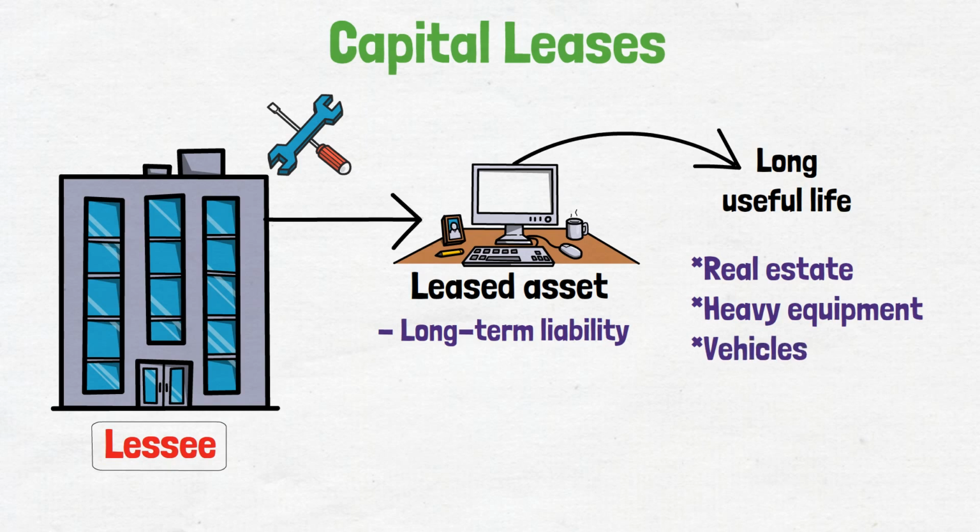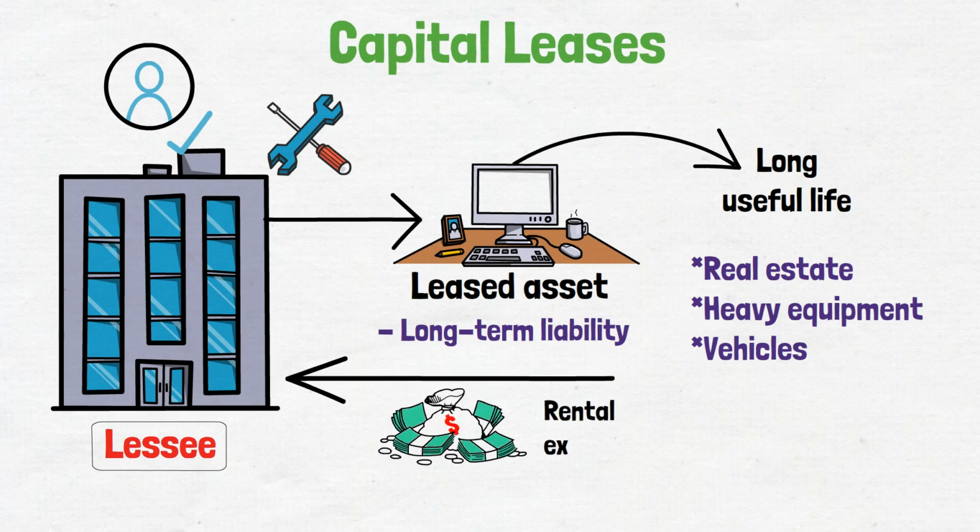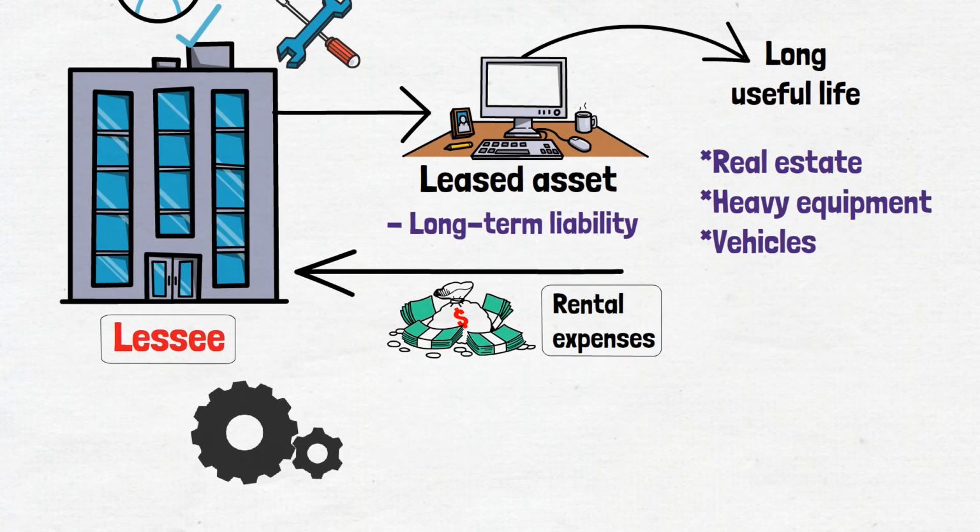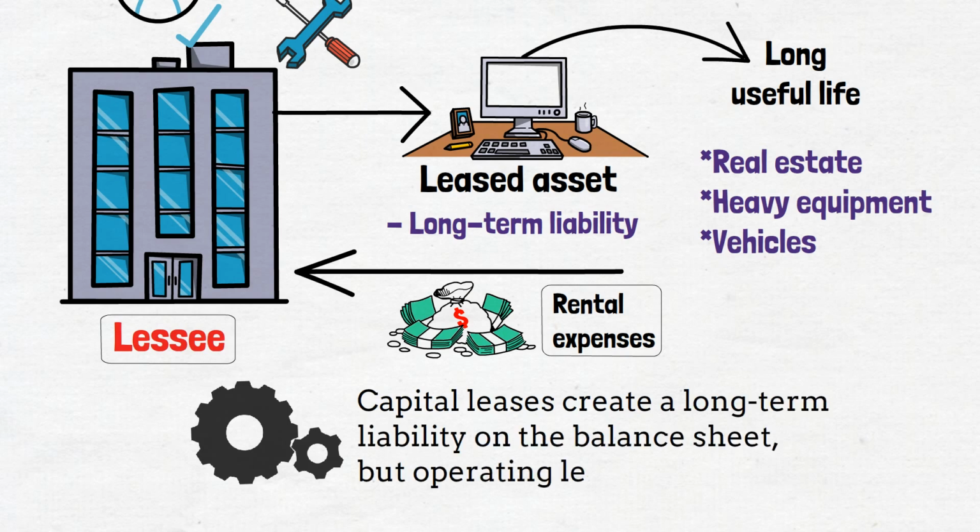It is important to note that capital leases differ from operating leases, in which the lessor, the person or company that owns the asset, retains ownership. The lessee treats lease payments as rental expenses. The lessee records the leased item as its asset for a capital lease. For an operating lease, the lessee reports the lease payments as rental expenses. For a capital lease, the lessee depreciates the asset acquired under the lease, but for an operating lease, the lessee does not. Capital leases create a long-term liability on the balance sheet, but operating leases do not.